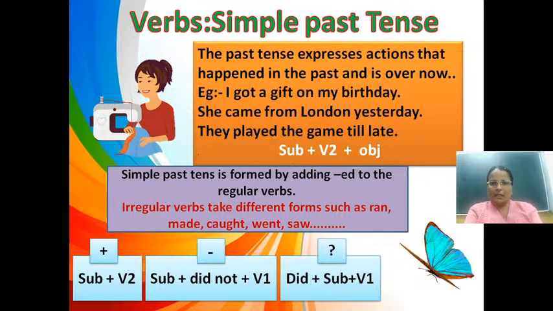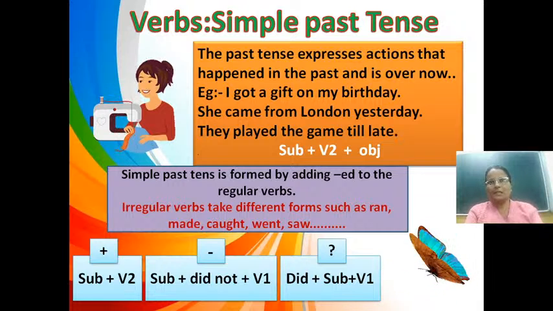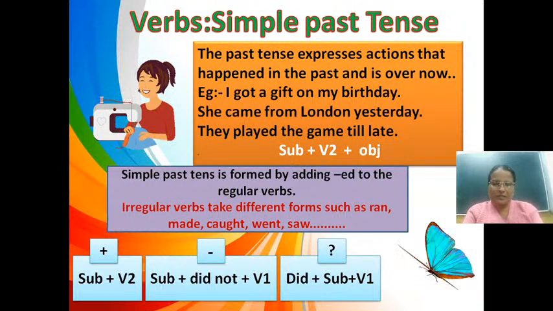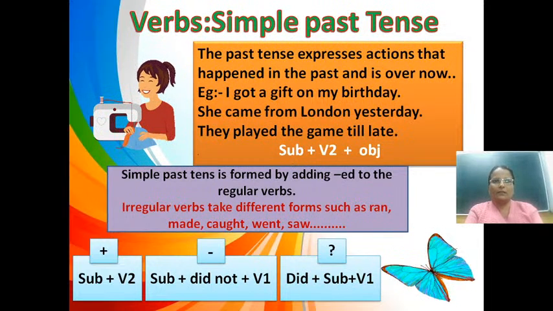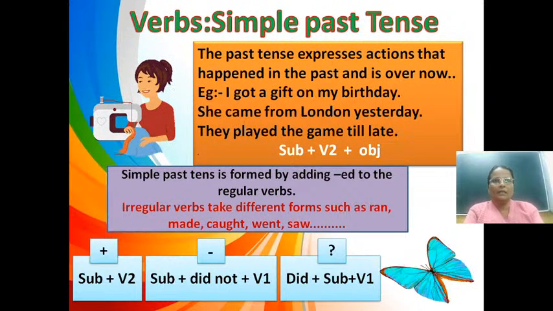She came from London yesterday. Already reached, she is at home. The action is completely over. They played the game till late. Yesterday or before that, but time is not mentioned. They played the game till late. The action is perfectly over. Now, simple past tense is formed by adding ed to the regular verb. Simple past tense is formed by adding ed.